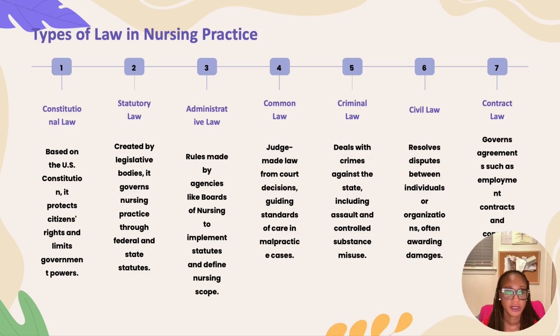And then statutory law is law written and passed by the legislative body, such as Congress or a state legislature. It provides specific rules on issues like public health, education, or criminal behavior. So the example would be the Affordable Care Act is a federal statute that governs health care policy.